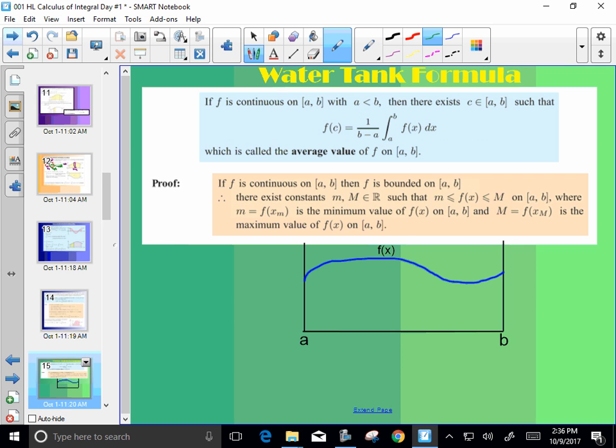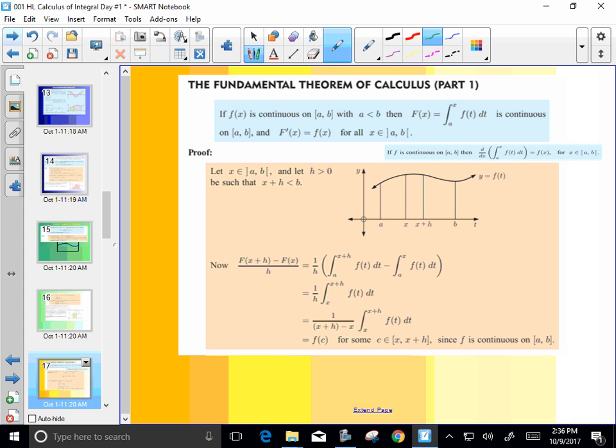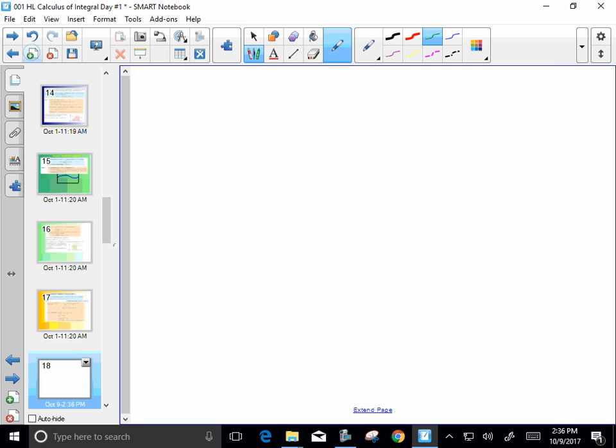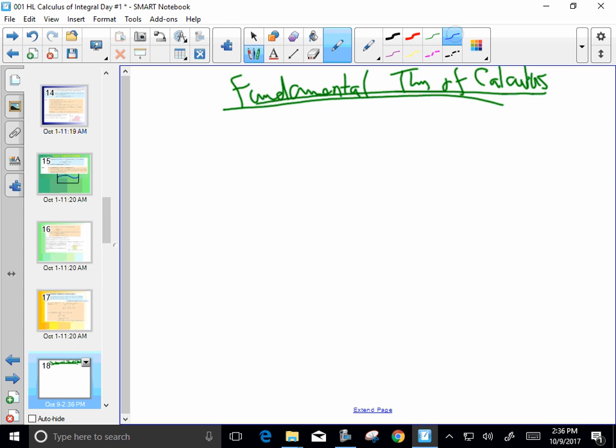What I want to get to is probably the most important part, the fundamental theorem of calculus. Does it sound important? Yeah, it sounds pretty important. So let me go to a blank spot. Fundamental theorem of calculus. Okay, so for the fundamental theorem of calculus, what I want you to remember are two things.